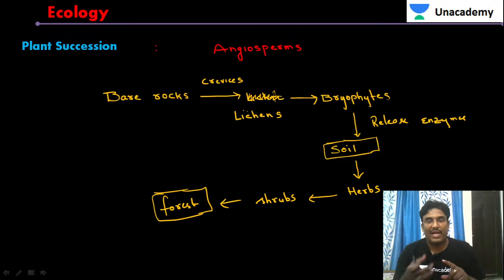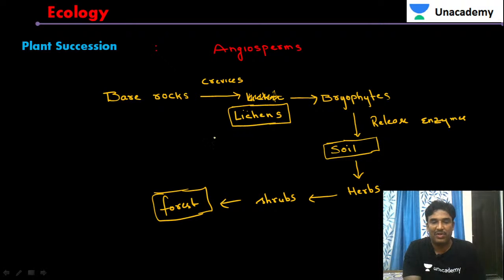Once again, what is plant succession? The plants which we are seeing nowadays are all angiosperms, which are dominant plants. How these angiosperms have arisen and dominated, that is called plant succession. A few thousands of years back, there were bare rocks. On the bare rocks we have small crevices, and in those crevices the first organism that habitated is called lichens. This organism, we call it a pioneer community.